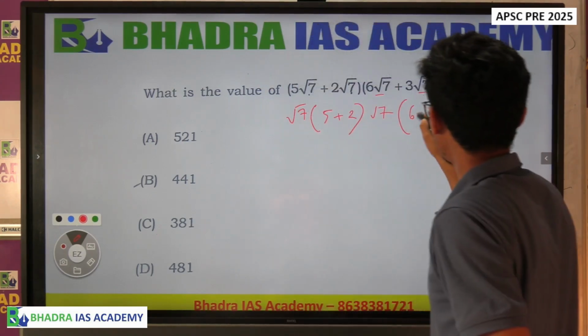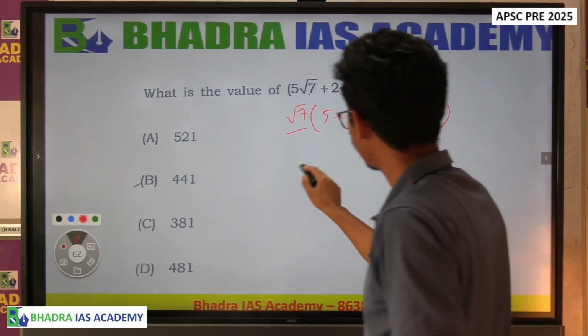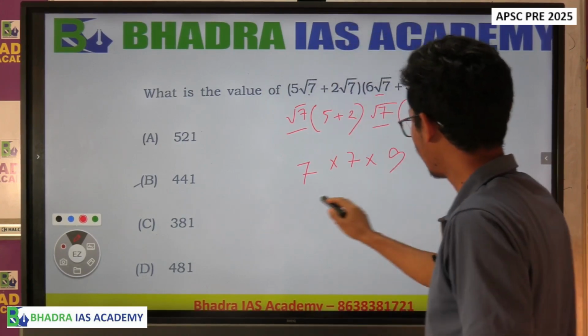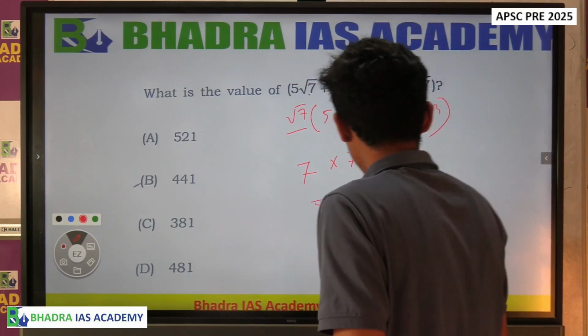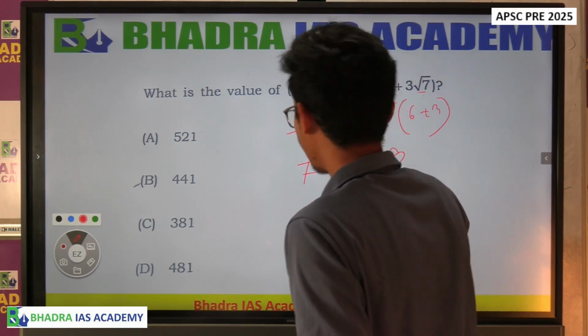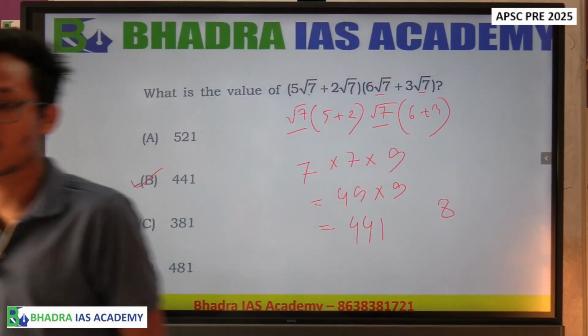jodi likhu yate 6 plus 3 thakibo, so root over 7 and root over 7, 7 hoy gol, then 5 plus 2 is 7, then 6 plus 3 is 9, so this is 49 into 9, so answer will be 44. So correct answer is option B, 44.